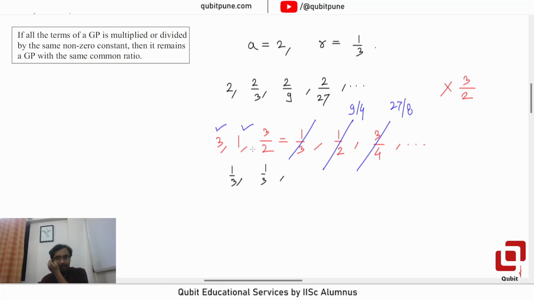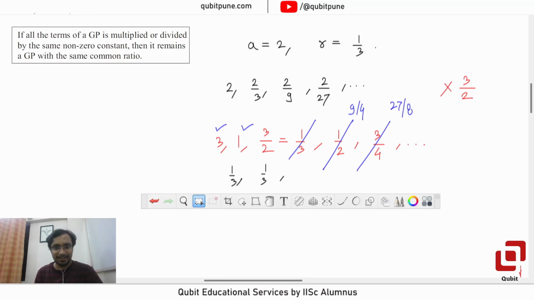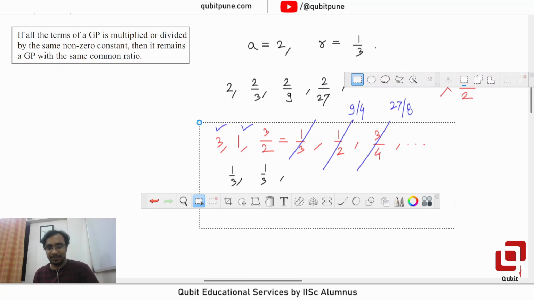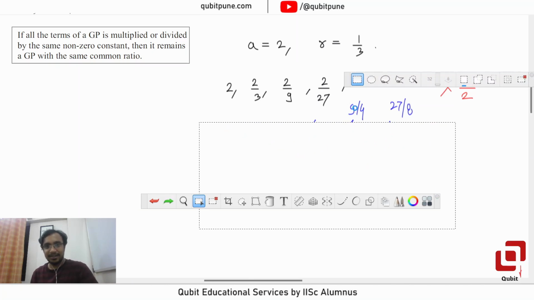Wait a minute. Okay, first term is correct? Correct. Second term is correct? Oh, okay, no, second term is wrong. Second term is 3 by 2. My mistake. Okay, who said that was wrong? 2 by 3 into 3 by 2 is 1, right?